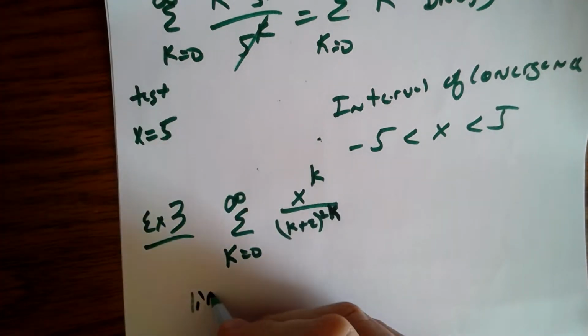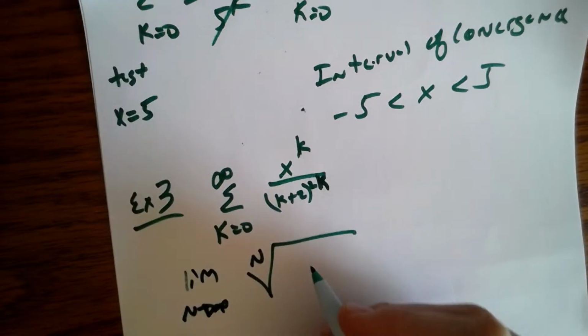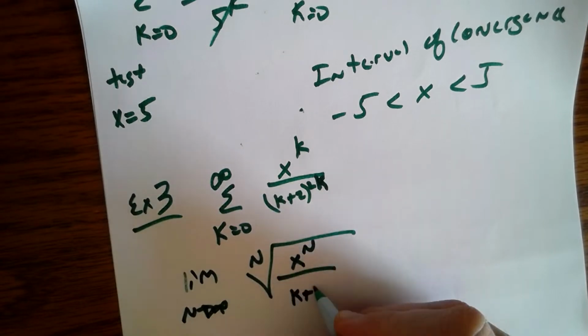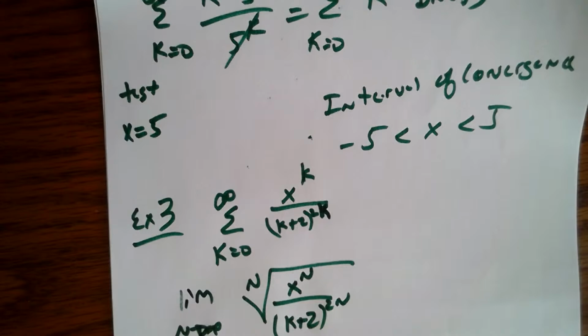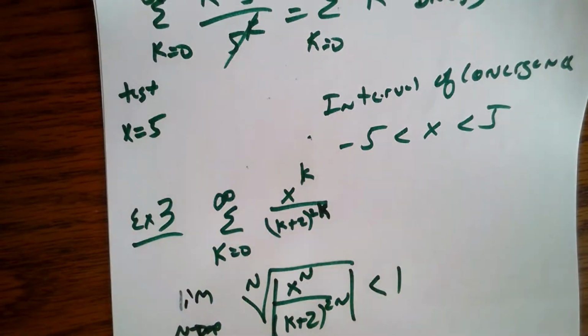All right, let's take a look at this. Let's do a root test on it. So we're going to take the limit as n goes to infinity of the nth root of x to the n over (k plus 2) to the 2n. Let me make sure I got that set up. Oh yeah, that's what I always forget, the absolute value. And the absolute value has to be less than 1.